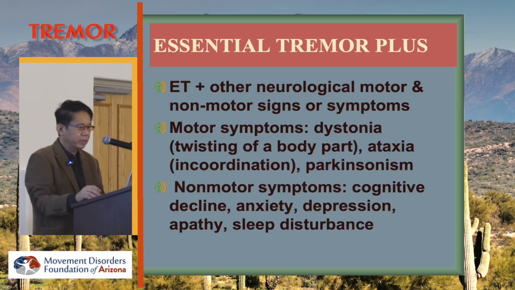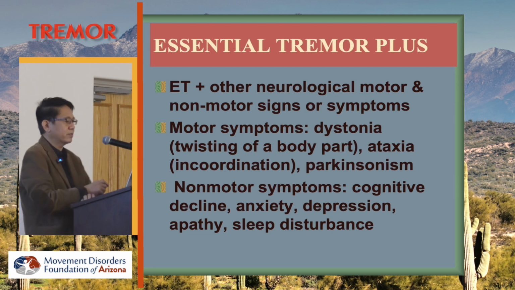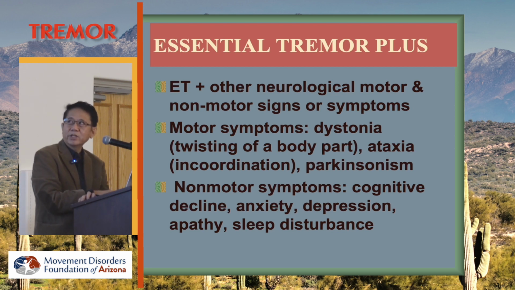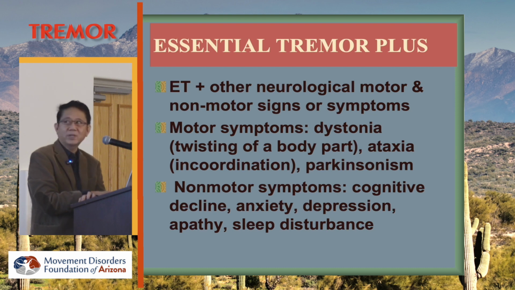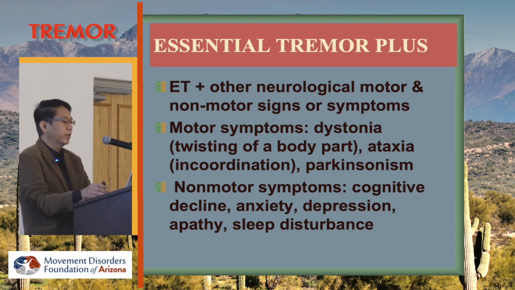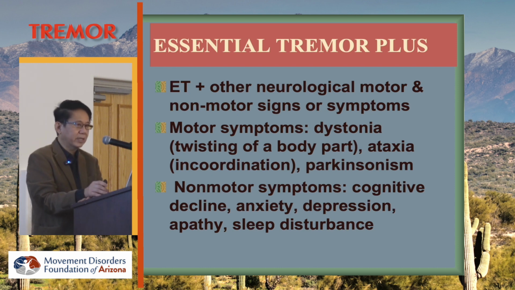And then what if the essential tremor patient has other neurological signs or symptoms? We currently call these conditions essential tremor plus, or ET plus. For instance, the most common neurological symptoms that accompany tremor would be motor symptoms like dystonia, which means a twisting of a body part, ataxia, which is incoordination, and then Parkinsonism. But essential tremor with non-motor symptoms is also considered ET plus nowadays. So if you have ET and you develop cognitive decline or dementia, or you develop significant anxiety or depression, apathy or sleep disturbance, we then reclassify you as ET plus.